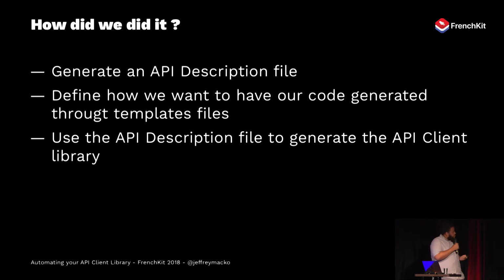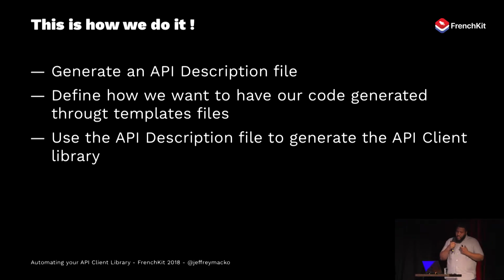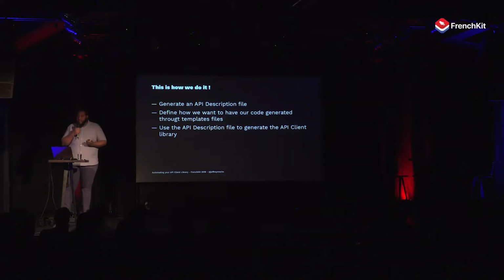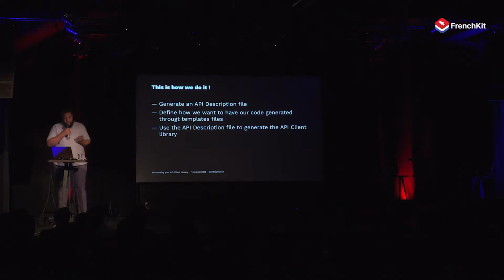How did we do it? We start by finding a good API description file and generating it. We define how we want our code generated through template files, how we want our API, how we want our requests handled. And we use this API description file to generate the client library.